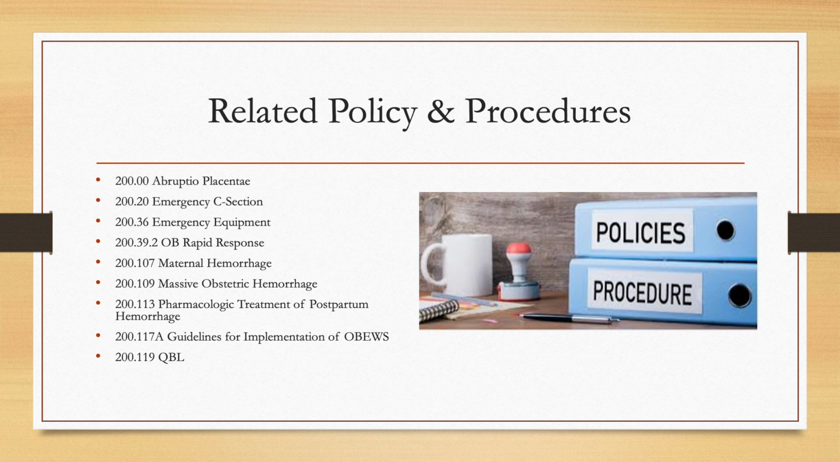I just listed here for your knowledge the policies and procedures related to postpartum hemorrhage and hemorrhaging and pregnancy. So we have a policy on abruption placenta, emergency C-section, emergency equipment, OB rapid response, because if you do have a hemorrhage, these are some of the things that you're going to have to know how we handle it. Maternal hemorrhage, maternal obstetric hemorrhage, massive obstetric hemorrhage, pharmacologic treatment of postpartum hemorrhage, and then guidelines for implementation of OB early warning signs and QBL.